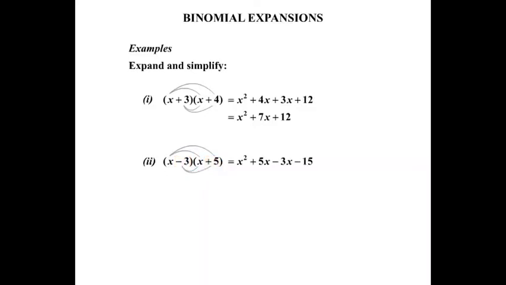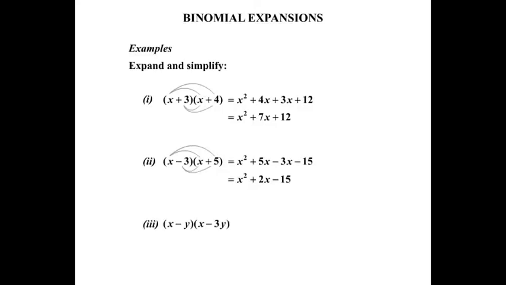So we've done the expansion, let's simplify now. X squared, there's no other x squared terms, so we just write that down. We can simplify that. We have plus 5x minus 3x, which will be plus 2x, and on the end there, minus 15. So our answer there is x squared plus 2x minus 15. Fantastic.